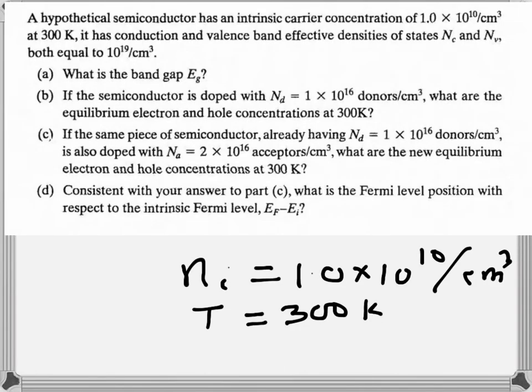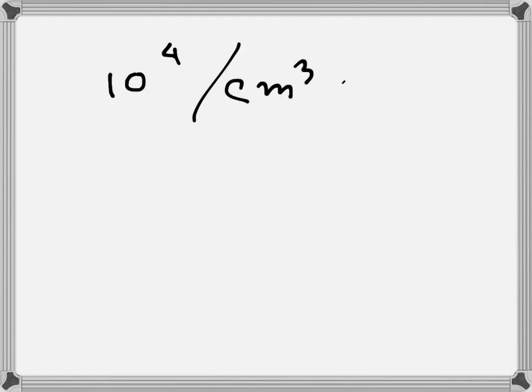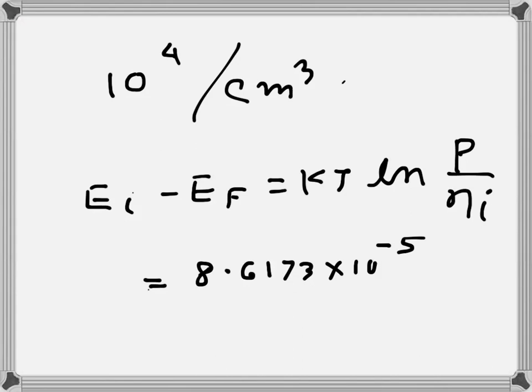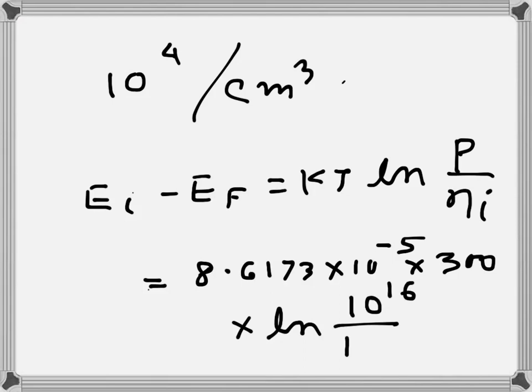It asks what the Fermi level position is with respect to the intrinsic Fermi level. If we use this formula, since this is p-type, we should write EI minus EF equals kT ln of P over Ni. That is 8.6173 × 10^-5, which is the Boltzmann constant, times 300 times ln of 10^16 over 10^10, which equals 0.36 electron volt. So that's the separation between the intrinsic Fermi level and the Fermi level.